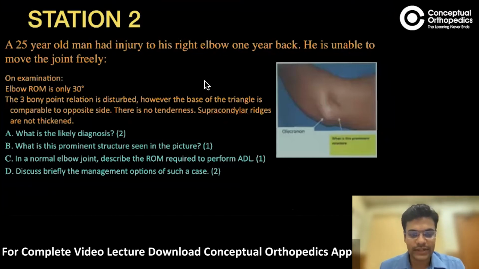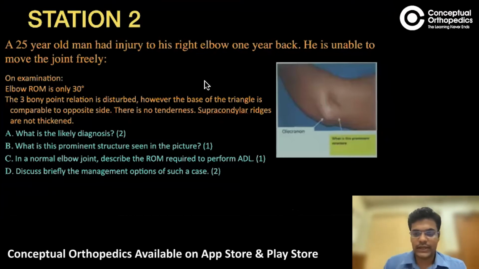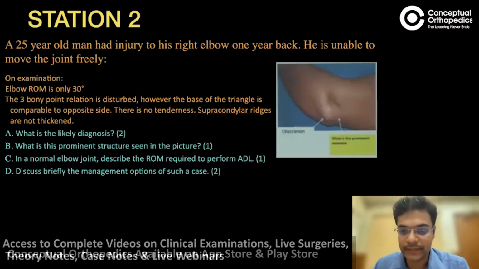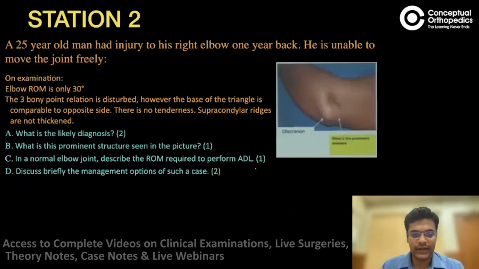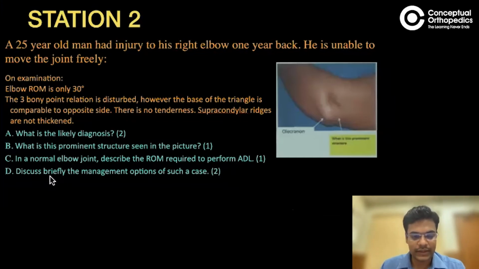What is the prominent structure seen in the picture? That is the picture which they have shown with the white yellow color marking there. They have pointed a bony landmark of olecranon. In the normal elbow joint, describe the range of motion required to perform activities of daily living, and discuss briefly the management options of such case.